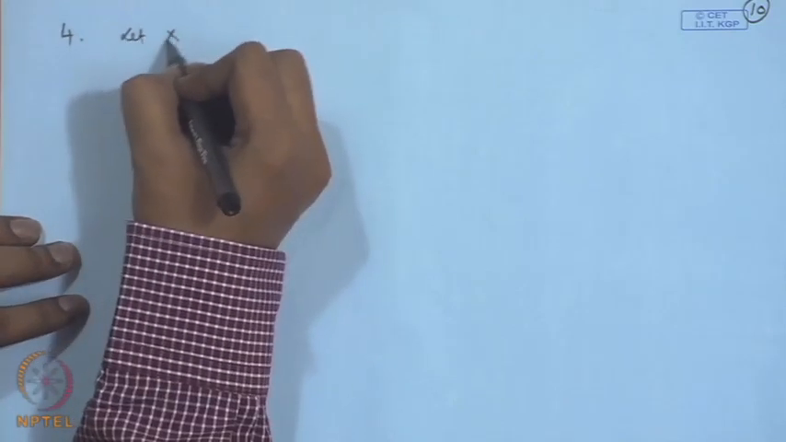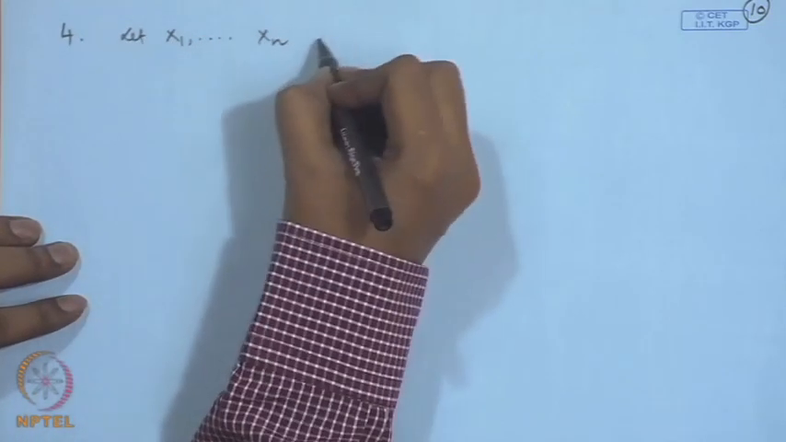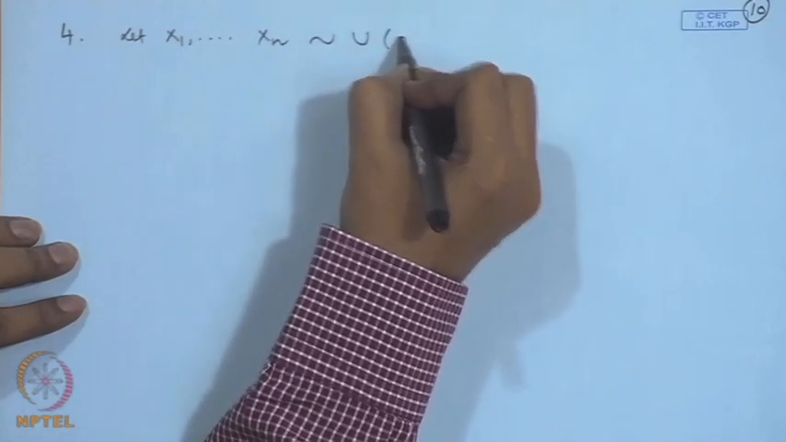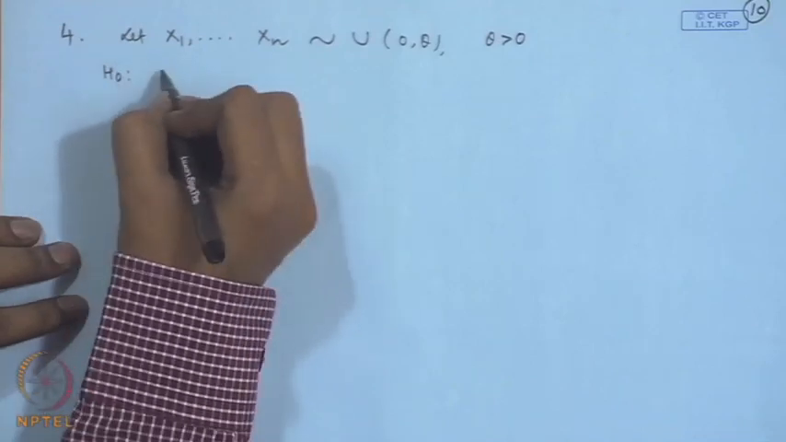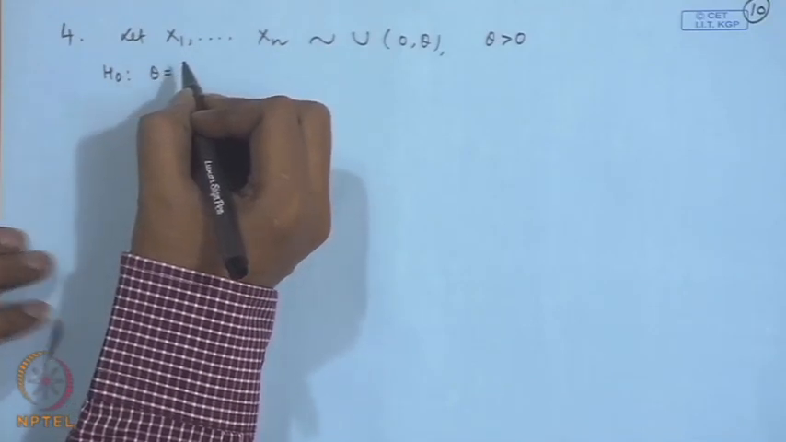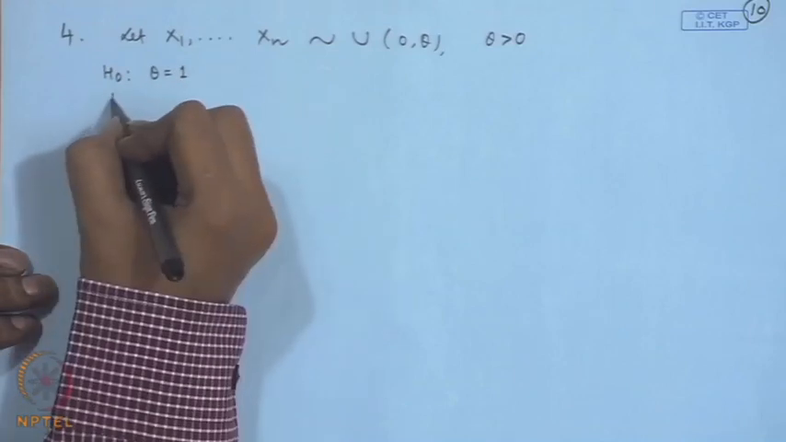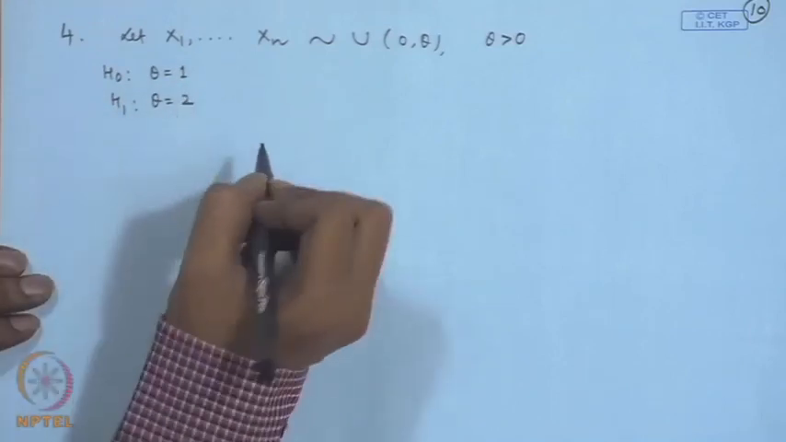Let me take another example in which the range of the variable may be dependent upon the range of the parameter, and let us see in that case how the Neyman-Pearson lemma works. Let us consider say x1, x2, xn from uniform 0 theta distribution, and we consider a hypothesis testing problem say theta is equal to say 1 against say theta is equal to 2.